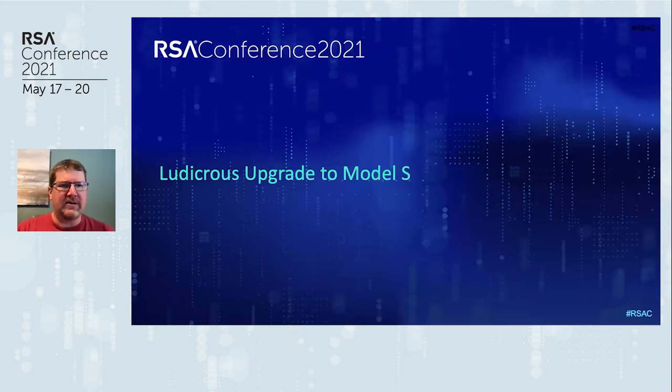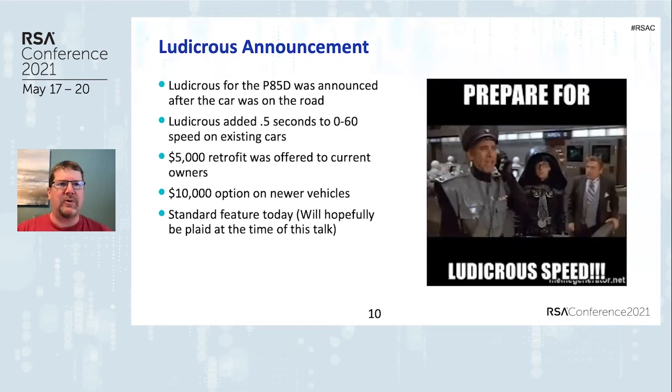So how does the Ludicrous upgrade process work? How did I do that? What happened was the P85D was released, and then Ludicrous was an aftermarket, or after-purchase, upgrade. So the car was released for several months, and then they announced the Ludicrous upgrade. But it was significant. It added half a second to the 0 to 60 time, and it was a $5,000 retrofit or a $10,000 new purchase. But today it's a standard feature.